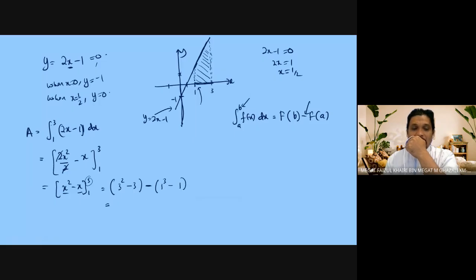Now 3 squared equal to 9, minus 3, and 1 squared is 1, 1 minus 1 equal to 0. So minus 0 equal to 6 centimeter square, because we are talking about area. The area between the function, or the line, with the x-axis, and also we have the border of x equal to 1 until x equal to 3.